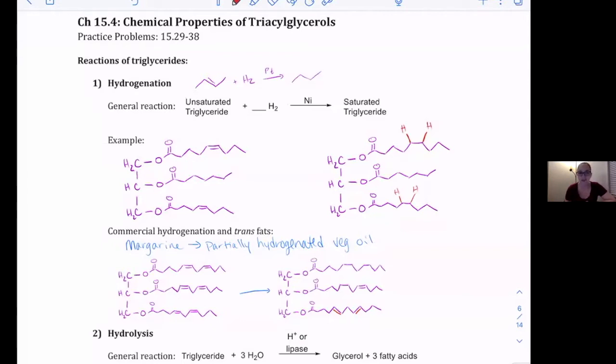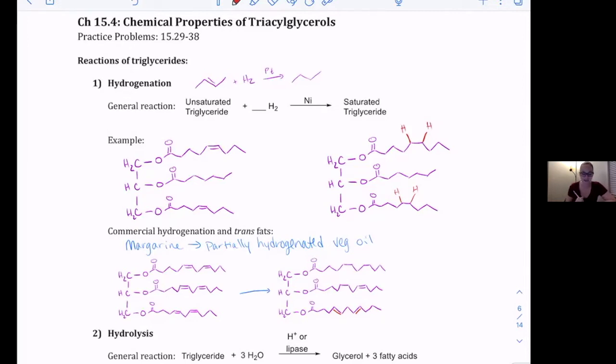So in section 3, we were introduced to something called triacylglycerols, or more commonly known as triglycerides. These are where we have that glycerol, which is those three alcohols that have three fatty acids connected through an esterification process. So this section in the textbook is called Chemical Properties of Triacylglycerols. In all reality, it's mostly just reactions of triacylglycerols or triglycerides.